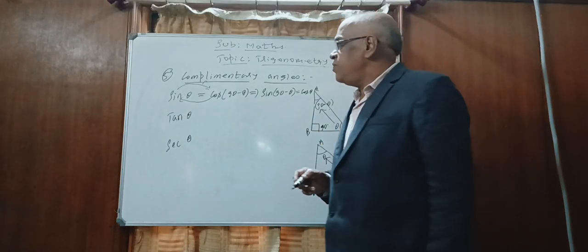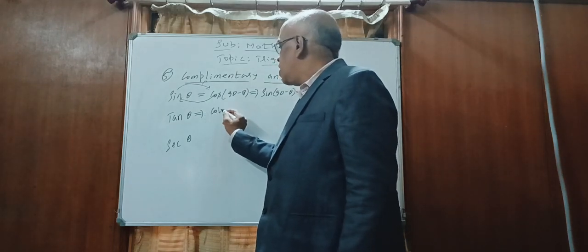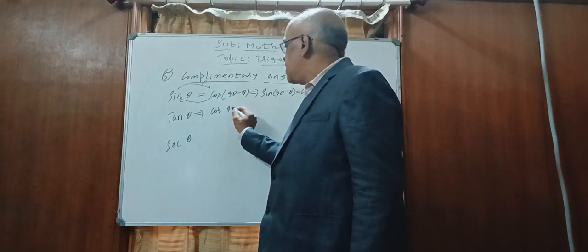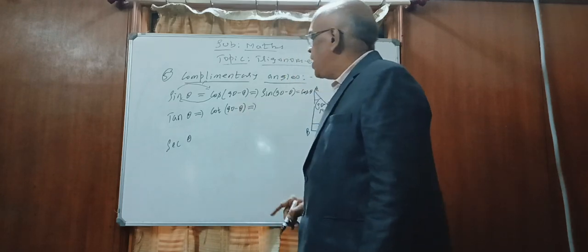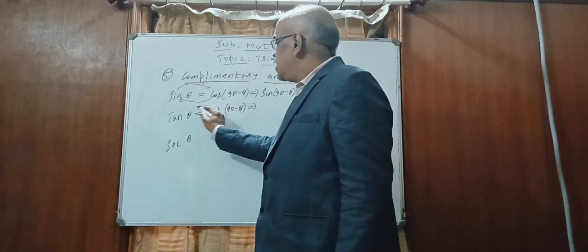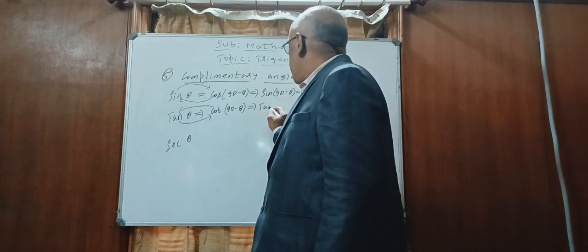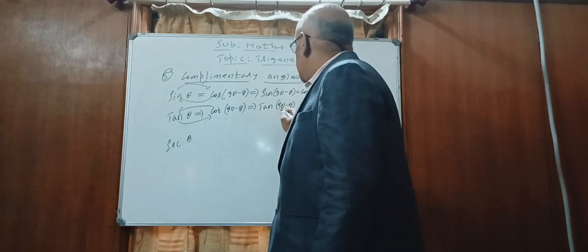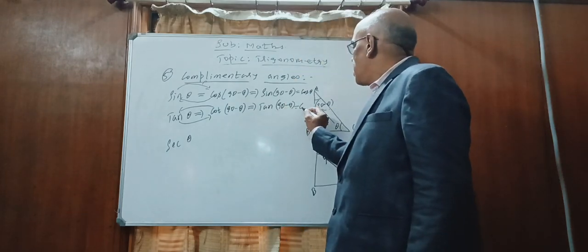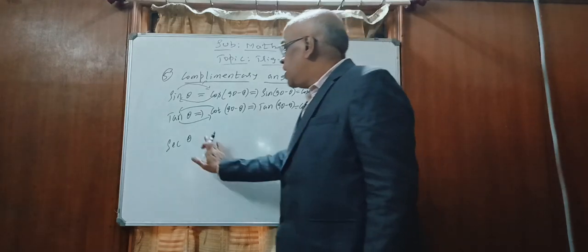Finished. Now, what is tan theta? The complement of tan is what? Cot. What is the complement of theta? 90 minus theta. What does it imply? Now interchange tan and cot, which are complementary to each other. Tan of 90 minus theta is equal to what, children? Cot theta.